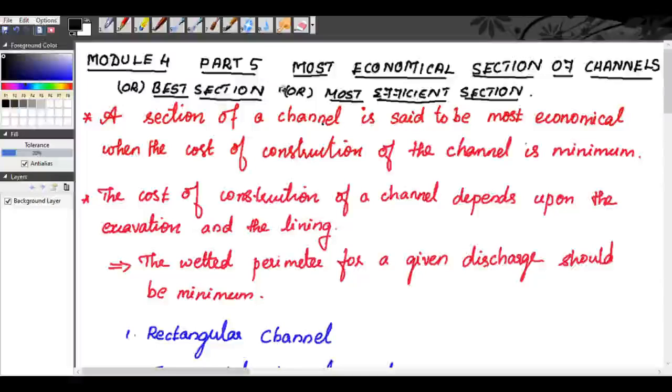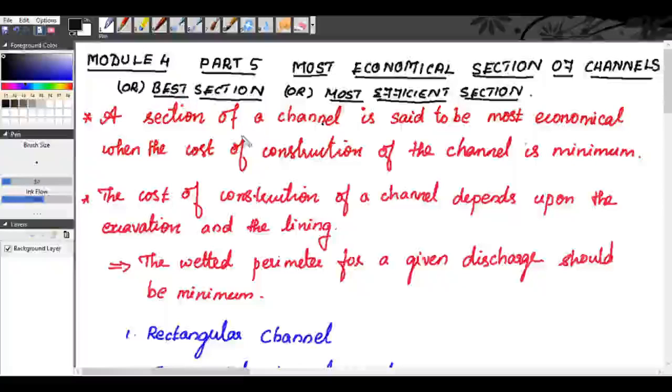So in today's class, let us see the most economical section of channels. The most economical section of a channel is nothing but the best section or the most efficient section of an open channel. A section of a channel is said to be the most economical when the cost of construction of the channel is minimum. So when the cost of construction is minimum, we call the channel the most economical channel.